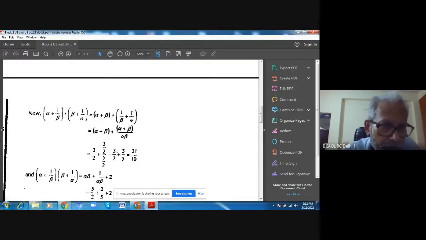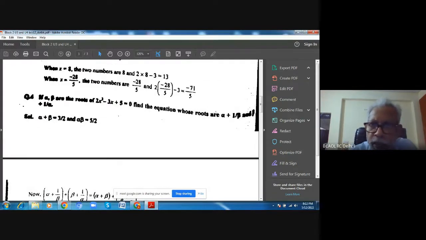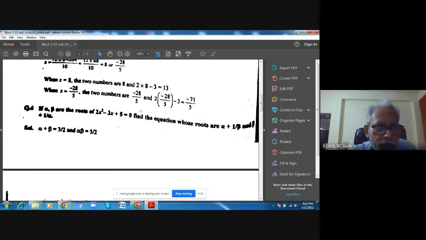Now we can say alpha plus 1 by beta and beta plus 1 by alpha. From where will we get it? It is given in the question itself. You see the question, it is given: the roots are alpha plus 1 by beta and beta plus 1 by alpha. The roots are given in the question.